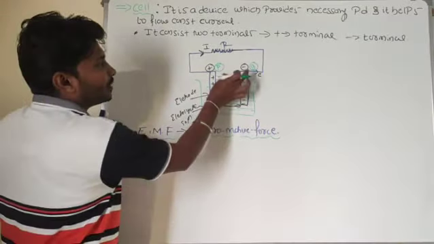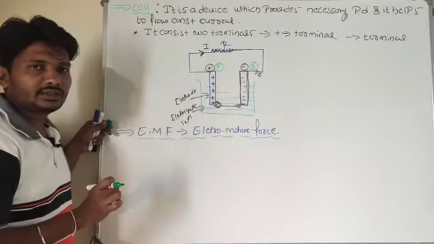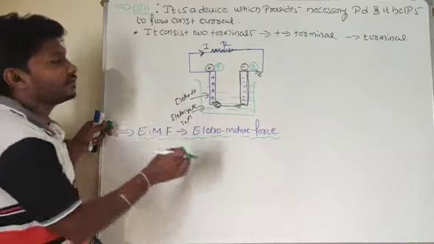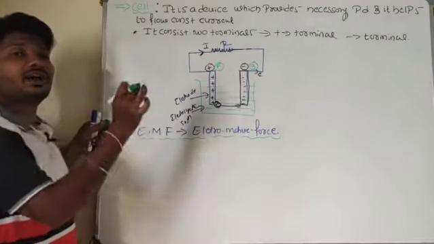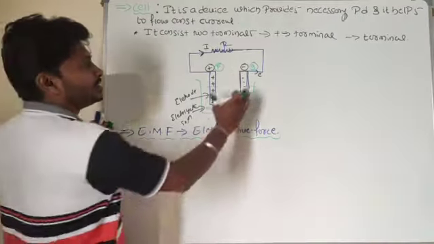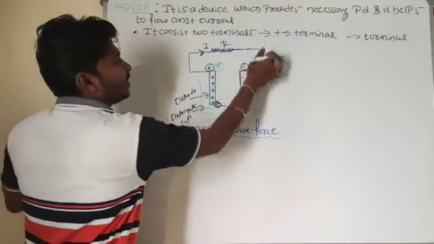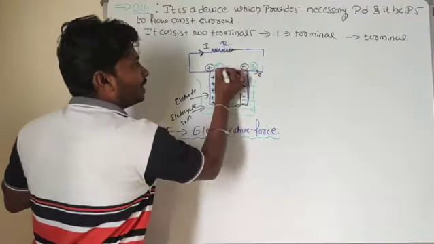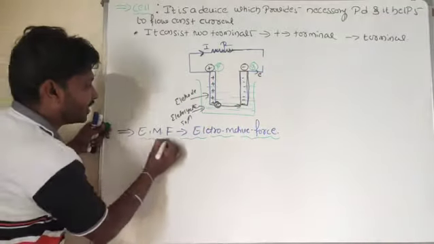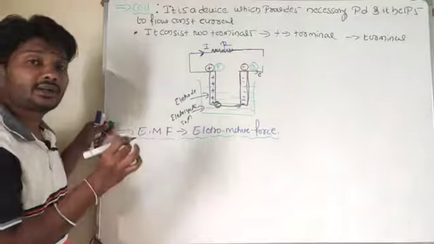So there exists a potential difference between the terminals of the cell here. So potential difference between the terminals of the cell when no current is flowing through the circuit. For example, this circuit is not complete here. If the circuit is not complete, current will not flow from P to Q here. So that we can call it EMF or electromotive force.